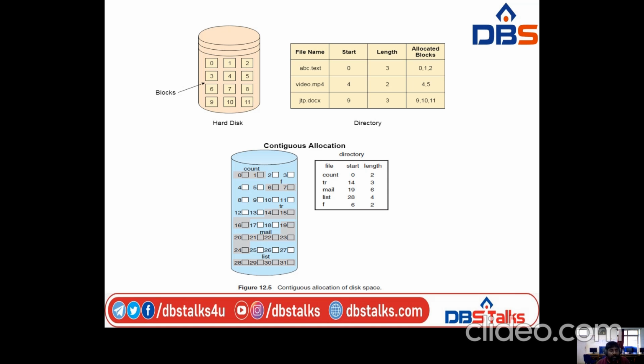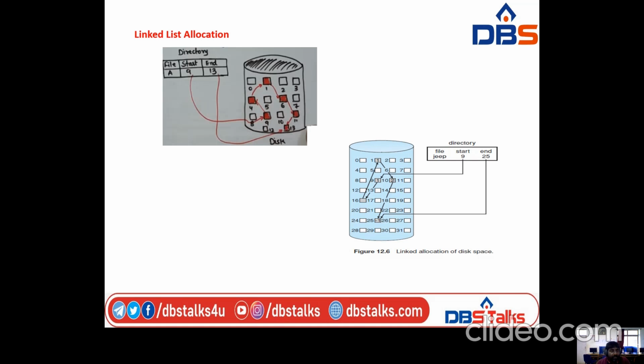So the next one is linked list allocation. But one more thing first: the advantages of continuous allocation.